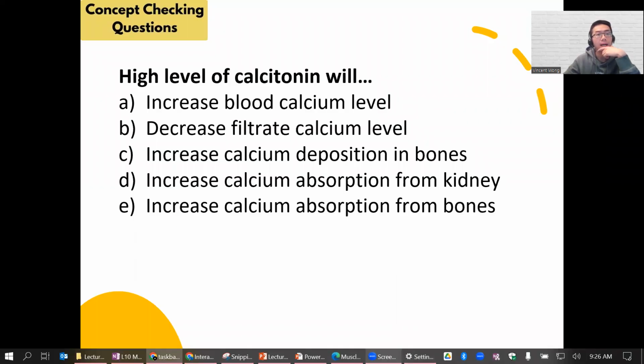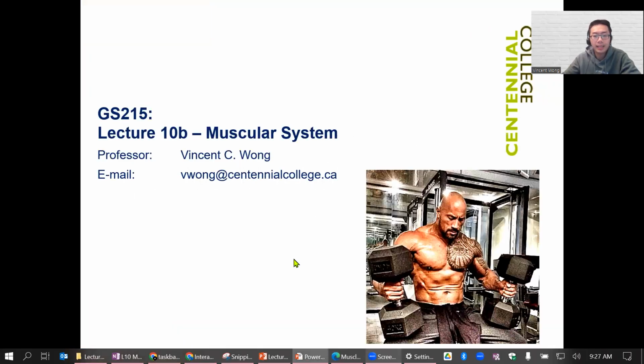Good. A high level of calcitonin will basically try to bring your calcium level back down, and to do that, you will have to increase calcium deposition in bone. Okay, some of you chose increased calcium absorption from kidney. You don't want to absorb more calcium. You already have a lot in your bloodstream, right? So you actually want to decrease that. And that is it for the bones.